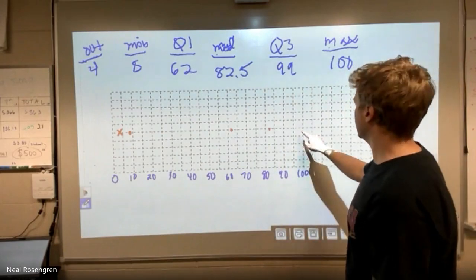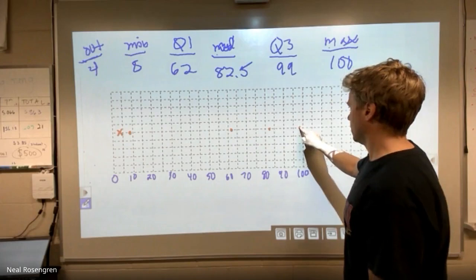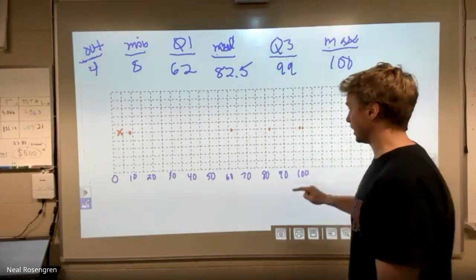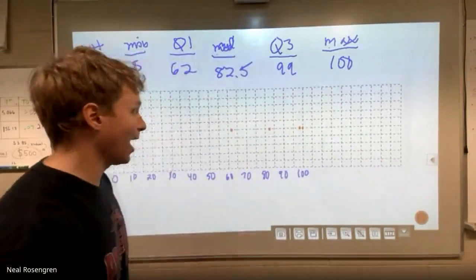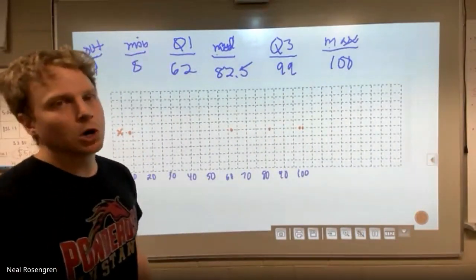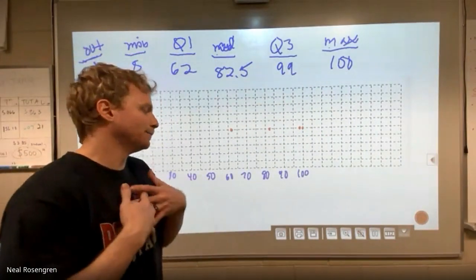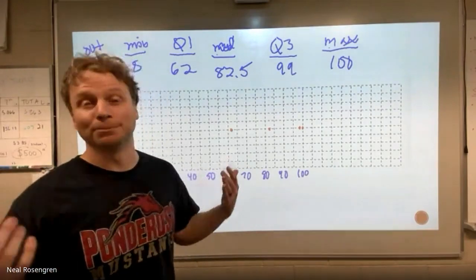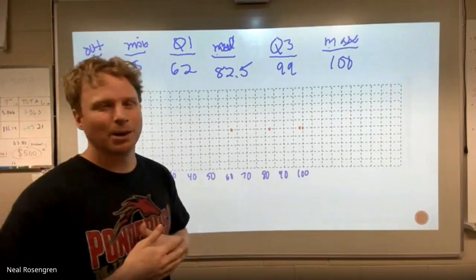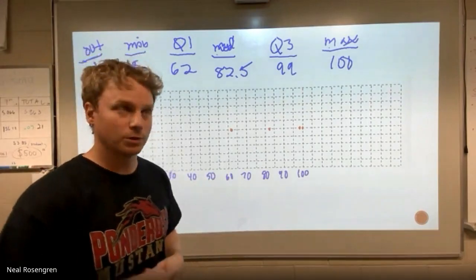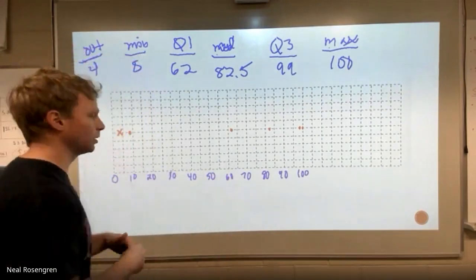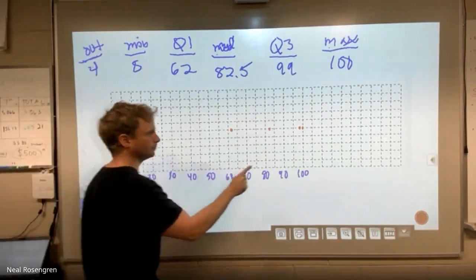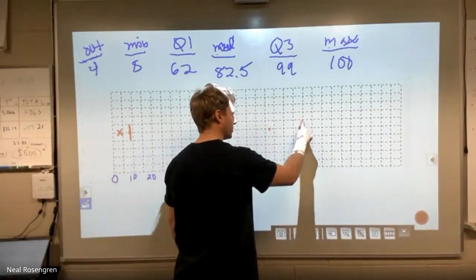Q3, 99. Now, 99 and 100 are probably closer together than I am able to graph that. So I use a little artistic freedom to draw those points probably a little further away than they actually are, so I can draw the whisker. Okay, don't worry about being perfect. Do the best you can. 1 box up and down for my min, 1 box up and down for my max.